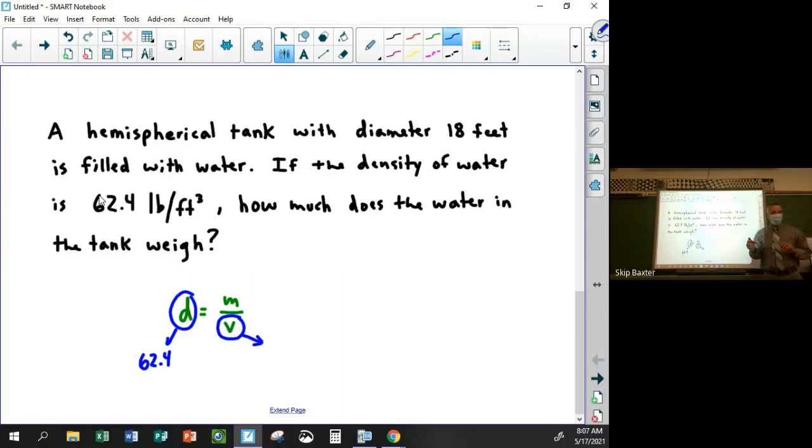Oh, 1/2, is it? 1/2 of what? What's the formula for a sphere? Is it 4? Yes, it is. Close. 4/3. 4/3 pi r cubed. Good.